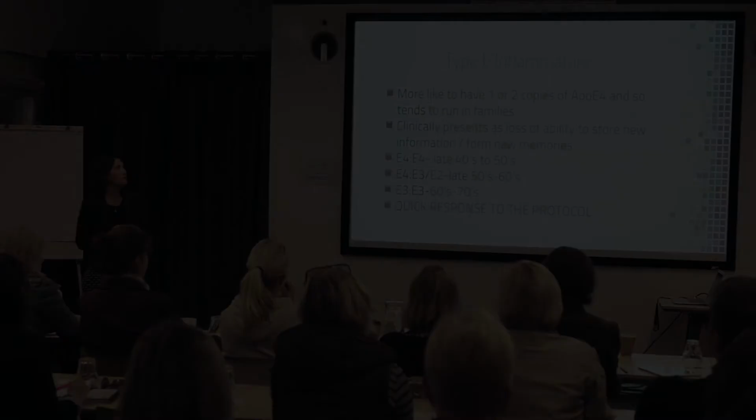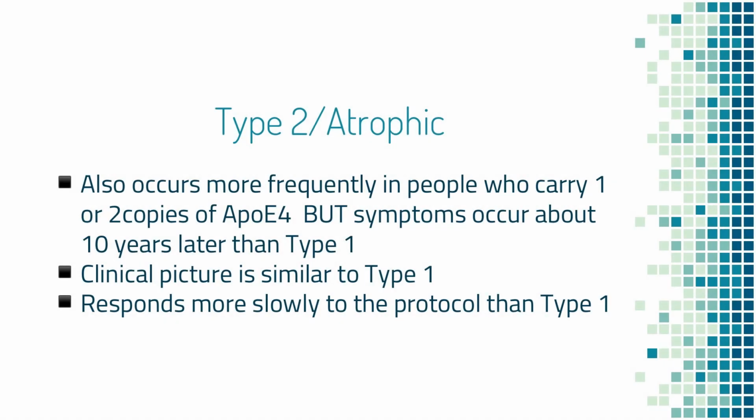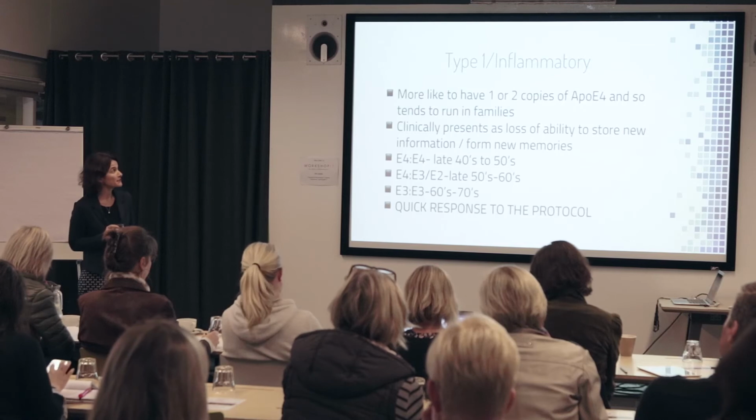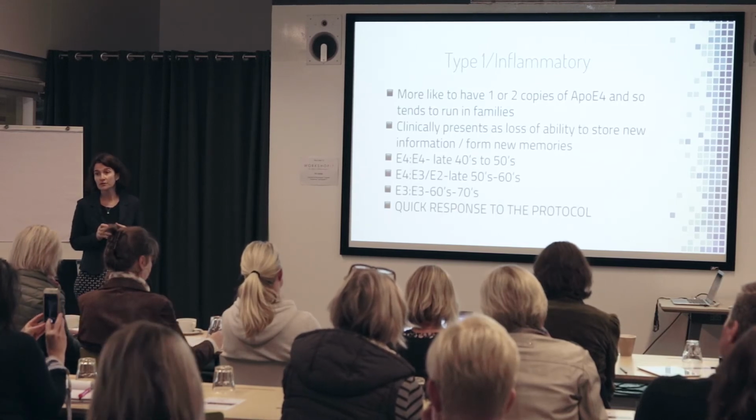So with the type 1 or inflammatory type, you're more likely to have 1 or 2 copies of that APOE4 gene, and so it tends to run in families. They clinically present with the loss of the ability to store new information, the early memory, forming new memories. If you're homozygote for E4, you could develop this in the late 40s to 50s. If you're an E4-3 or E4-2 combination, late 50s to 60s, and with E3, you can still develop it in your 60s to 70s. Now, Dale Bredesen has created a protocol called the Recode Protocol, and this inflammatory type has the quickest response to that protocol.